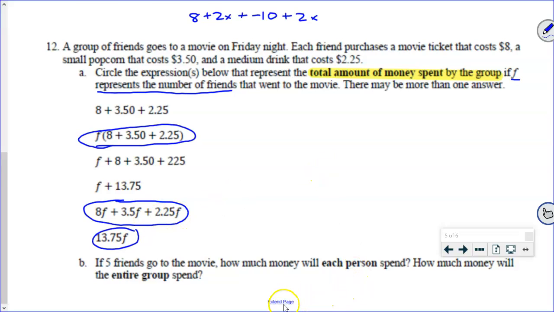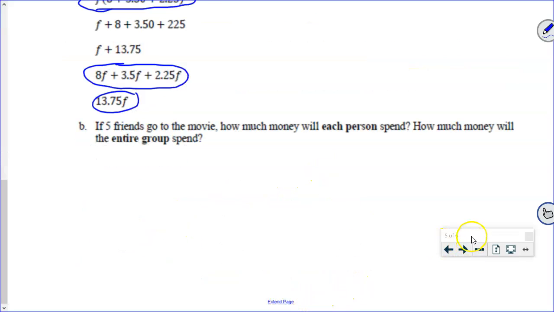And now we evaluate. If 5 friends go to the movie, how much money will each person spend? And then how much money will the entire group spend? We already know how much each person is going to spend. Each person is going to spend $13.75. We know that from our previous work up here. But now, all we have to do is take that $13.75 and multiply it by F. Only what is F according to this problem? 5. We're just substituting that value in. $13.75 times 5. You have calculators. Let me know when you have that completed.